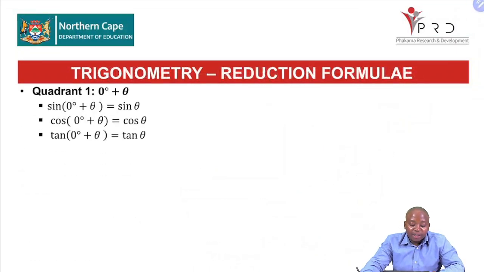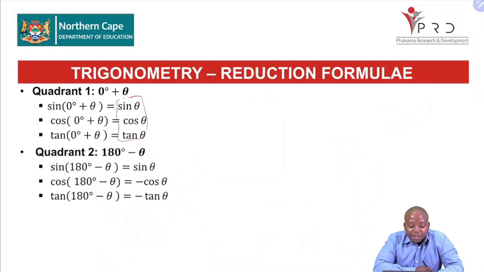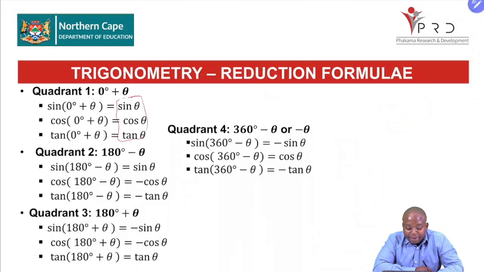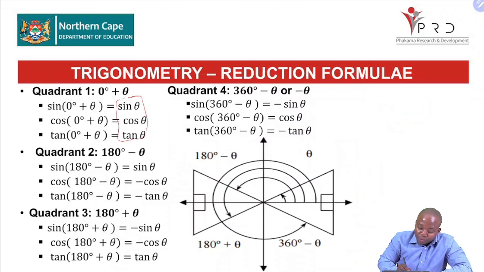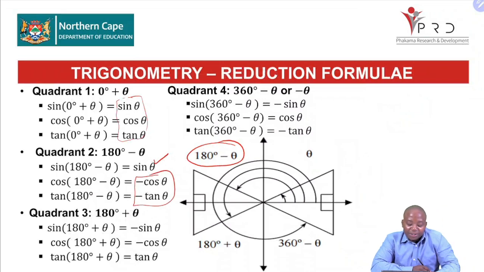Then we're going to look at the concept of reduction formula. Reduction formula says quadrant 1 is 0 plus theta, where all of them are positive. Quadrant 2 is 180 minus theta, and only sine is positive. Both cos and tan are negative. So that is 180 minus theta, and it falls in the second quadrant.